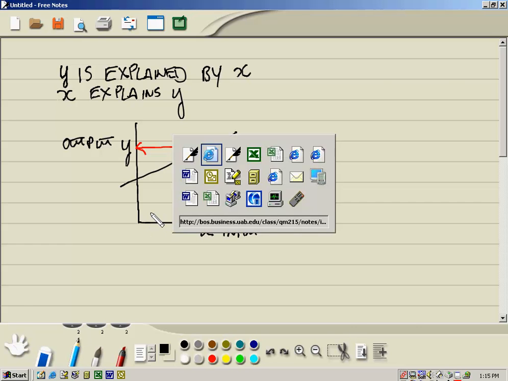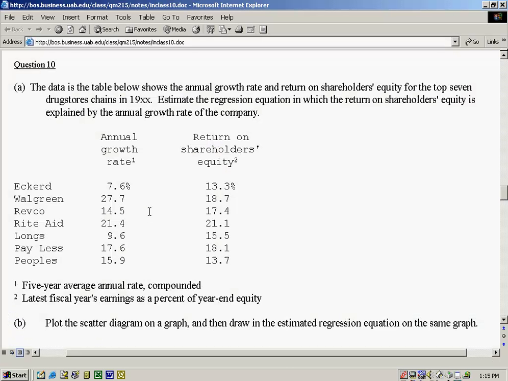Alright, let's go back to our problem and see if we can find any hints from that. Estimate the regression equation in which the total return on shareholders' equity is explained by the annual growth rate of the company. I said a little while ago that in general y is explained by x. So the return on shareholders' equity is the y variable, and the annual growth rate of the company is the x variable.